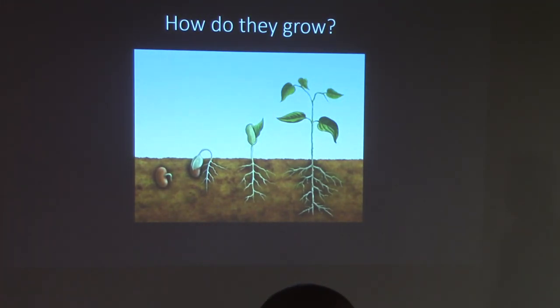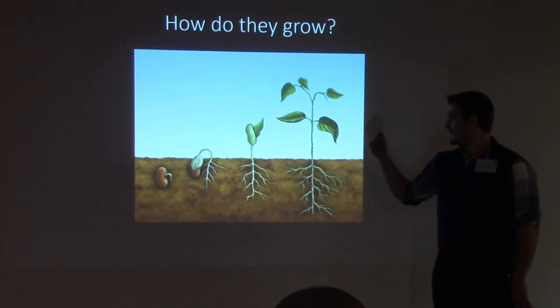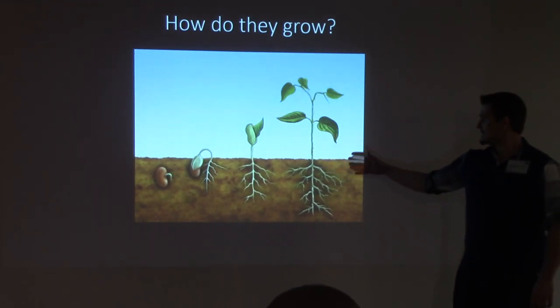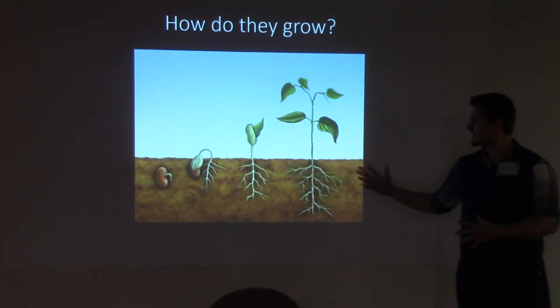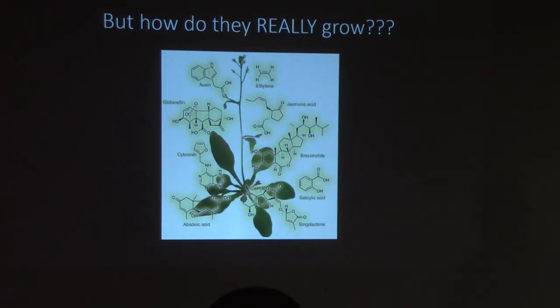Right. So in middle school, in high schools, even in colleges, they just show a slightly more complex version of this, where you start with a seed, you get some leaves, the leaves get bigger, somehow a plant forms, and that's great. But really, the question is, how do they really grow? Like, how do these things actually form? How do these tissues take shape?